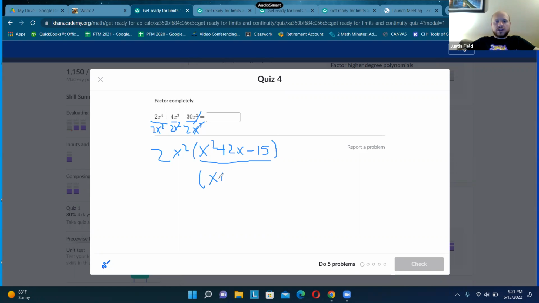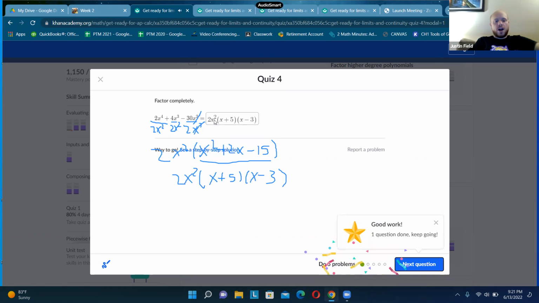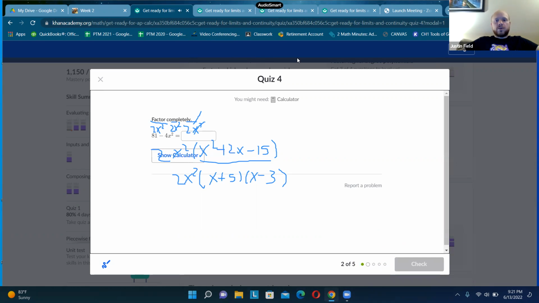X plus 5, x minus 3. By this time, you should be factoring champions in your math career. And we have factored it completely. So 2x squared, x plus 5, x minus 3. Ta-da! All right, factor it completely.